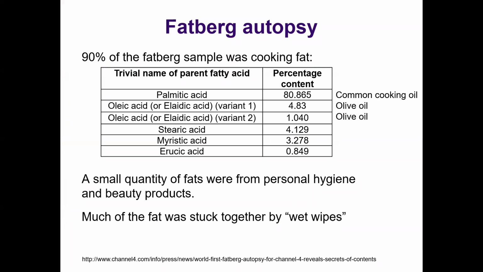So 90% of it was cooking fat. Palmitic acid is a pretty common fatty acid you'd find in all sorts of cooking oils. It's found naturally in all sorts of plants, sunflower oil and canola oil and whatnot. So no surprise there, right? That this is down there. But notice that last statement on the slide is that much of this was held together by wet wipes, right? So things like baby wipes.